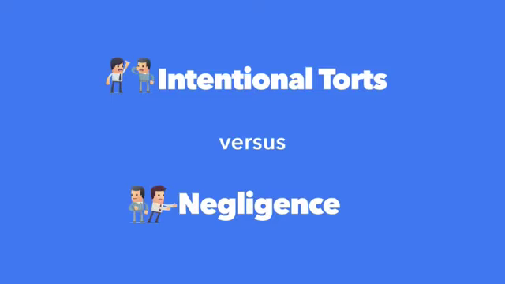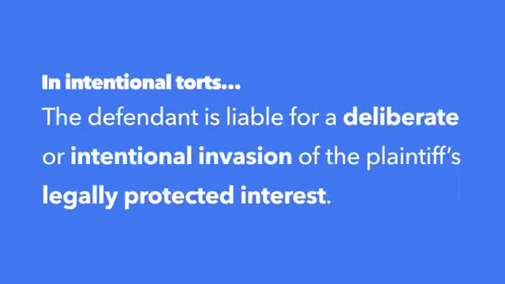Now, let's compare intentional torts and negligence in more detail. Unlike strict liability, intentional torts and negligence are both based on fault, but fault is established in many different ways. We talked about several intentional tort causes of action, but the basic idea behind all of them, whether we're talking about battery or trespass, false imprisonment or assault, is that the defendant is liable for a deliberate or intentional invasion of the plaintiff's legally protected interest.